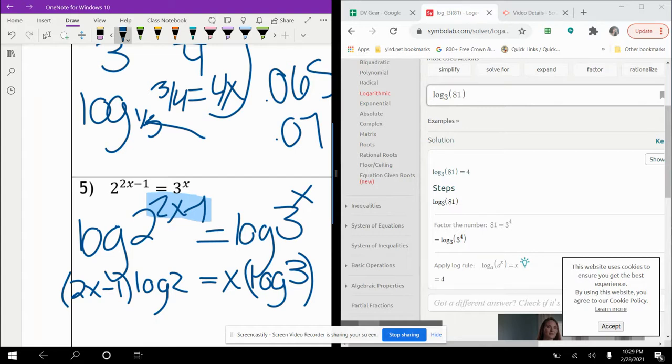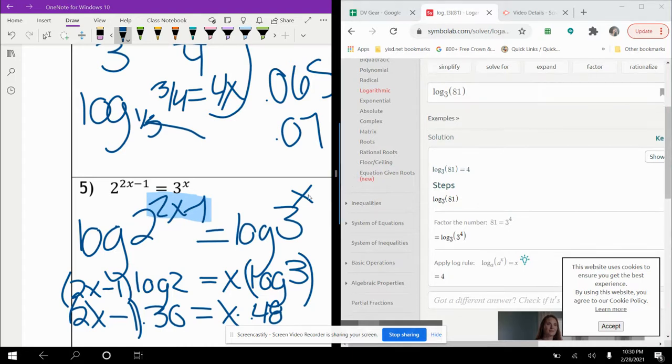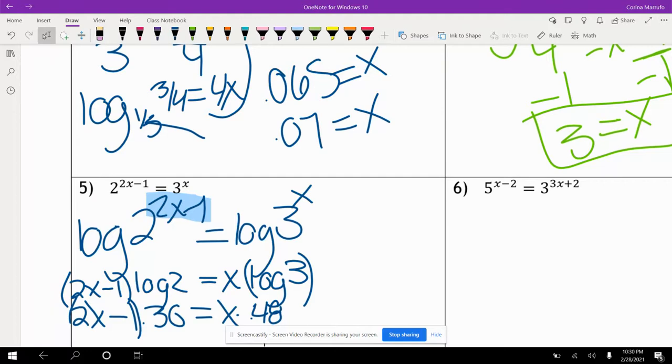Here it's going to give me 2x minus 1, and we're going to have to multiply it times 0.30. And then this one is x times log of 3, which is equal to 0.48. I'm going to go ahead and minimize this. You can use whatever calculator you want. I just wanted to give you an idea of what you should be inputting in your calculator.